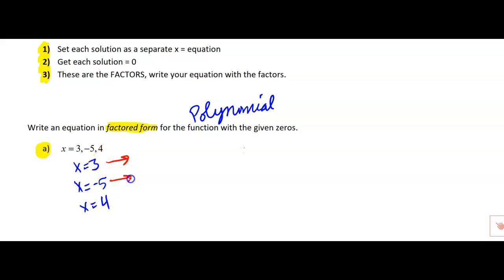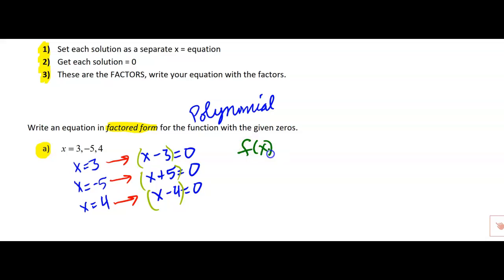What does that mean? That means that it came from x minus 3 equals 0. So my solutions are zeros, so x minus 3 equals 0, x plus 5 equals 0, x minus 4 equals 0. Where did those come from? They came from factors. So essentially, these are factored sets. So I can write my equation, a possible equation, as x minus 3, x plus 5, x minus 4. This is essentially the simplest equation.